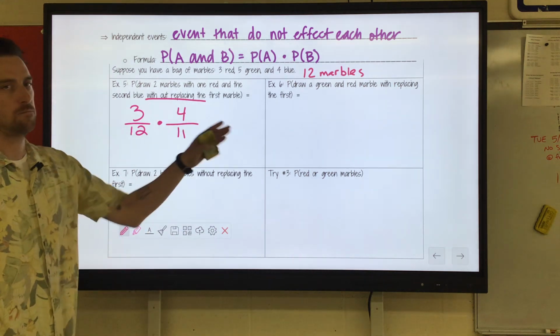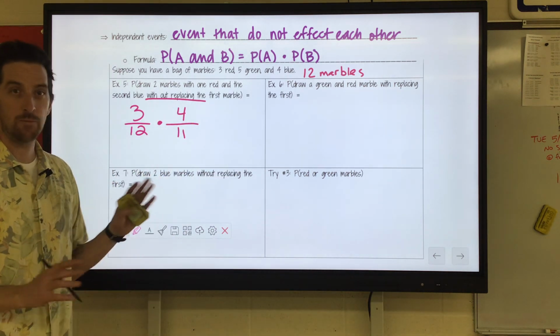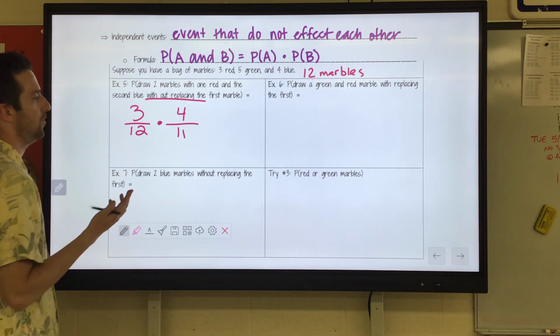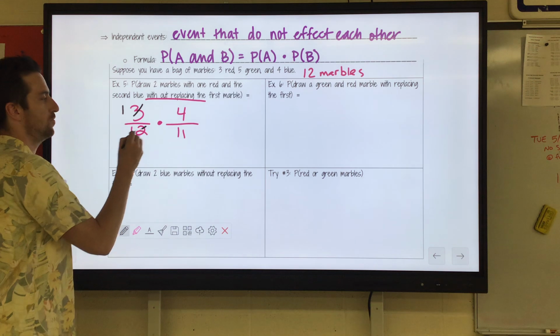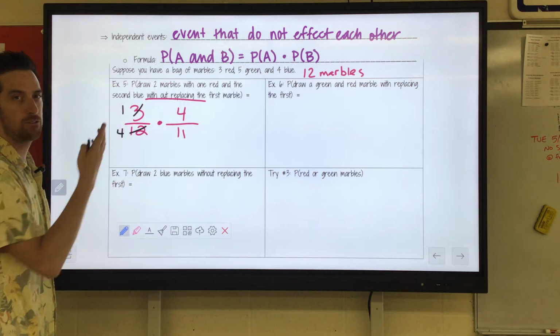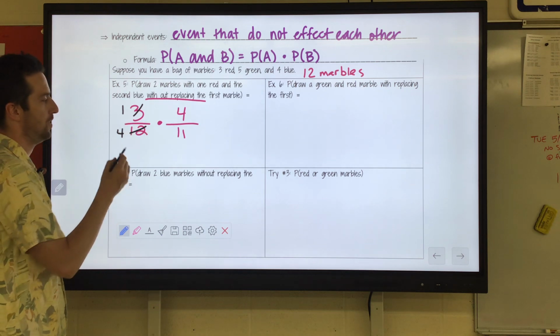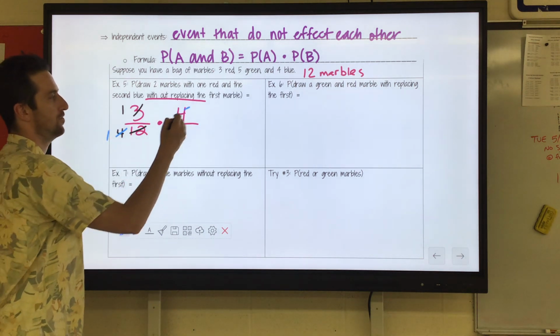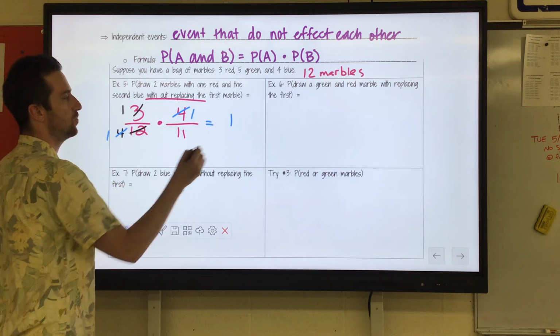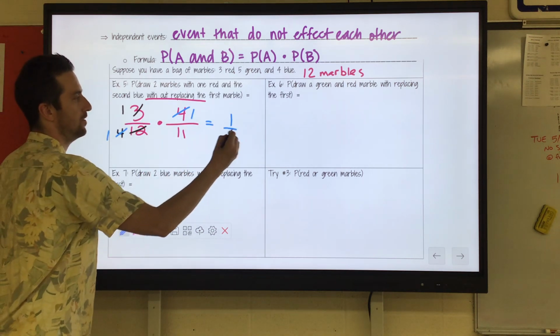You could totally multiply across the top, across the bottom, and then simplify. I like simplifying before I multiply first. So 3/12 would reduce to 1/4. You can even simplify diagonally as long as it's from one numerator and one denominator. So 4 goes into 4 once, 4 goes into 4 once. That's all we can do. Across the top, 1 times 1 is 1. Bottom, 1 times 11 is 11.